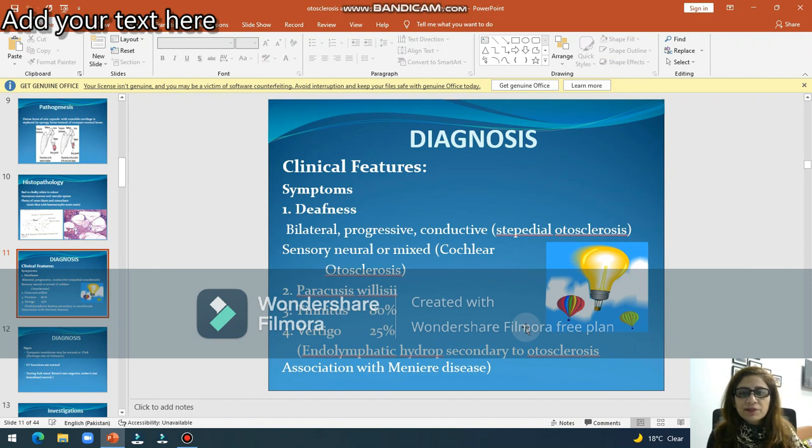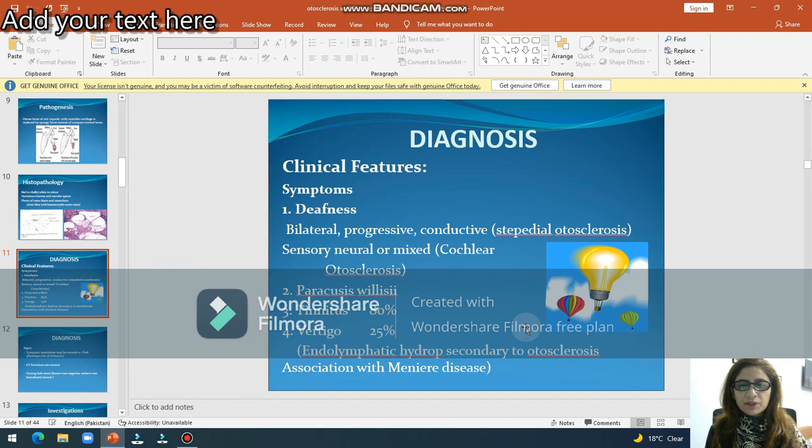Paracusis willisii: the patient will hear better in noisy places as compared to quiet places. This phenomenon is called paracusis willisii, because in noisy places a normal person will increase the intensity of his voice. So if the patient is not hearing background noises, he will hear better in this condition. Tinnitus, when there is involvement of the cochlea, is seen in 80% of the cases. Tinnitus is usually low pitch and resembles the sound of some machine.